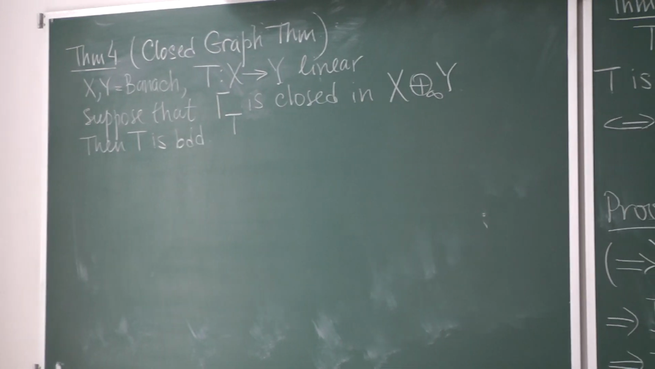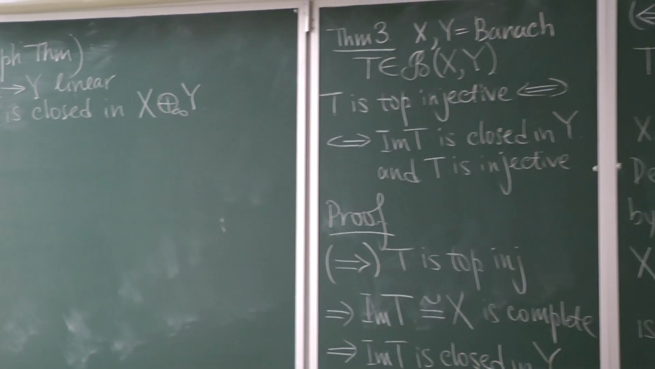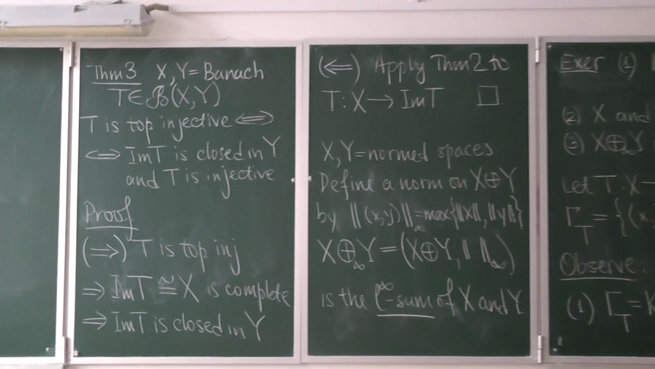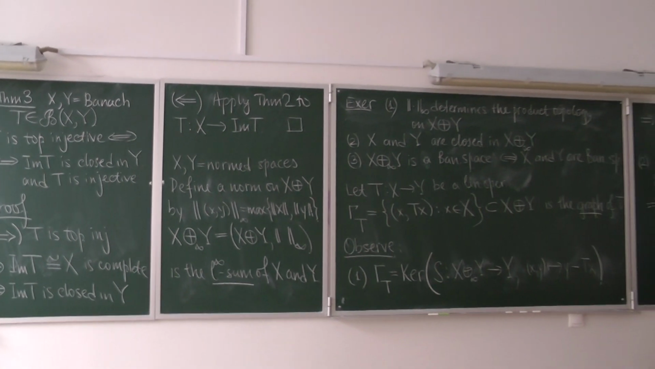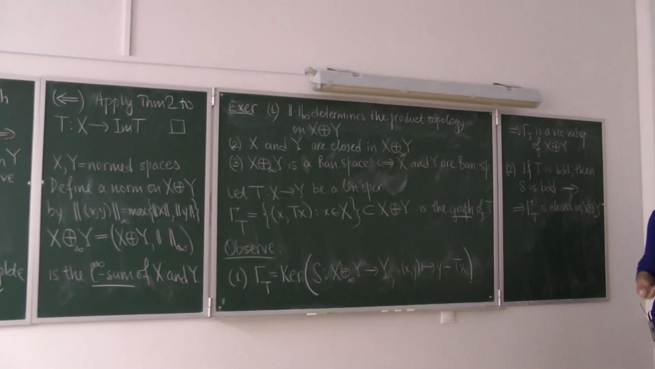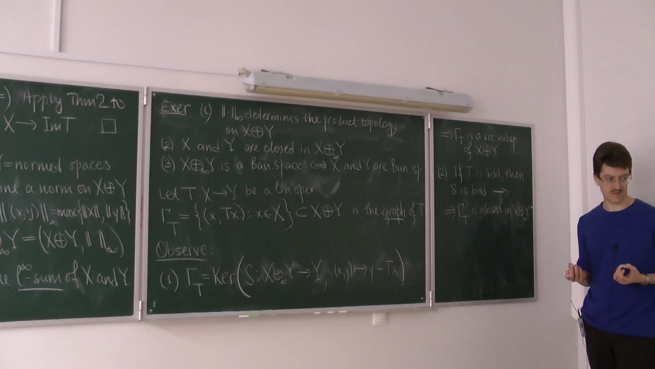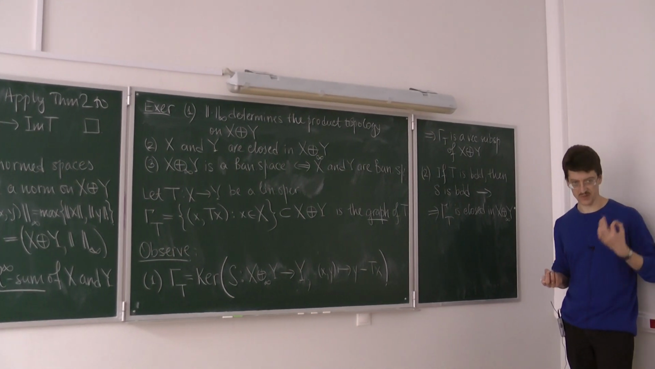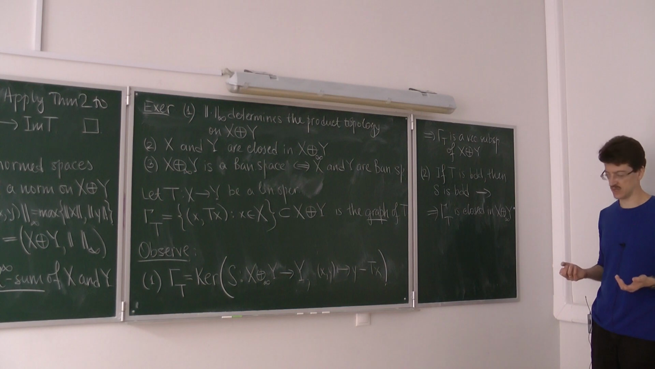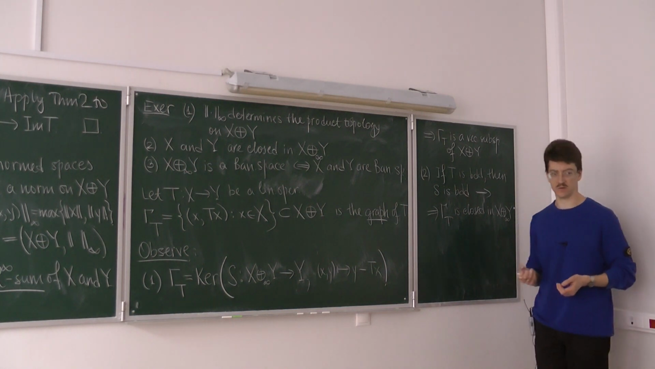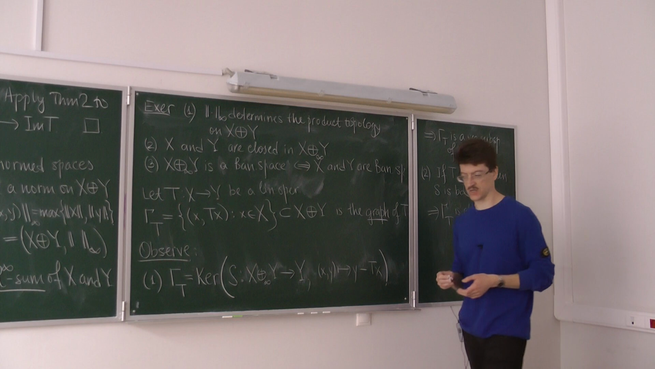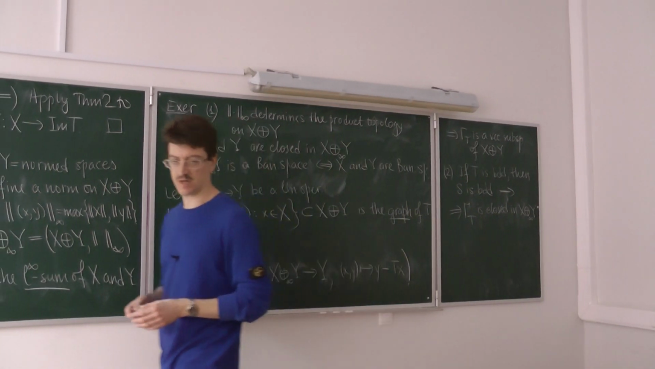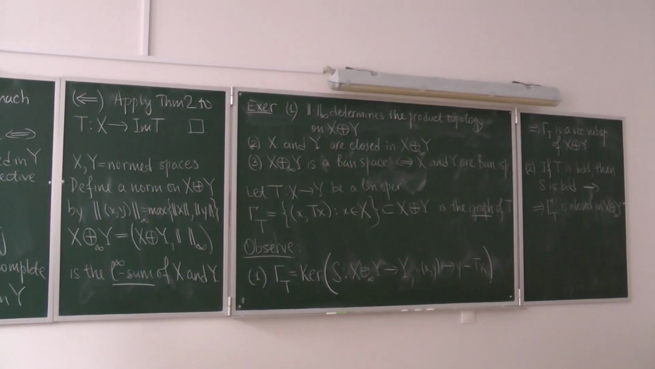Well, regarding the kernel, first of all, we know that an operator is bounded if and only if it is continuous. And the kernel is the preimage of 0. 0 is a point, and a point is closed. The preimage of a closed set is always closed. So the kernel of any bounded operator is closed. And this implies that the graph of T is closed.